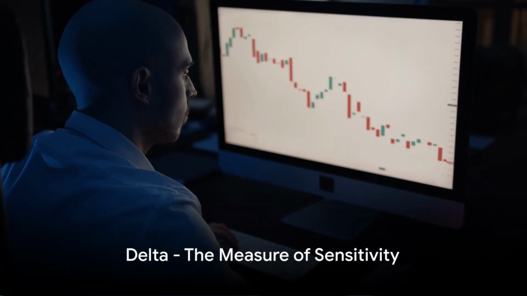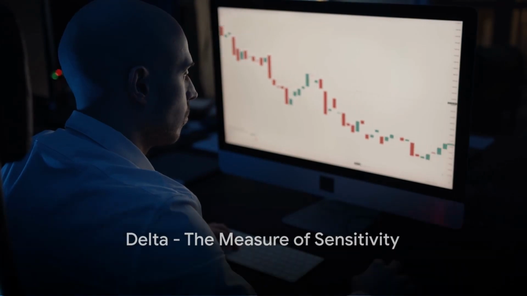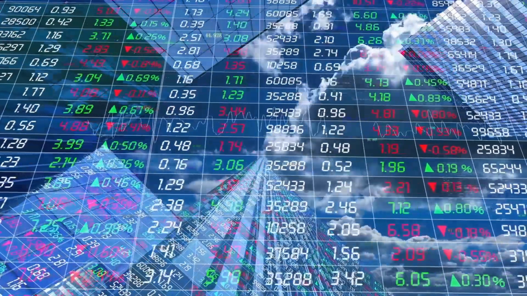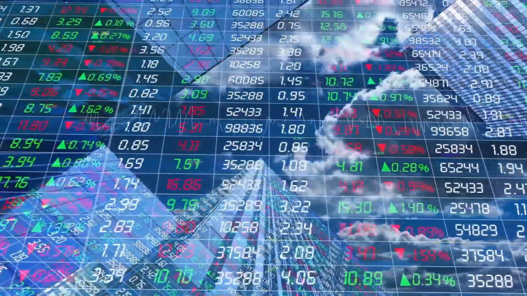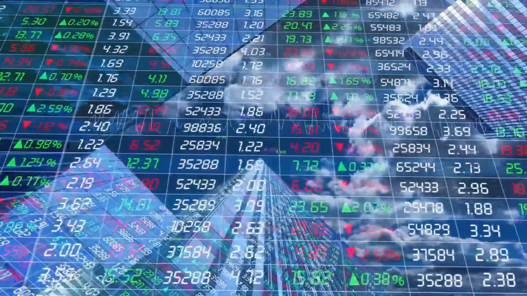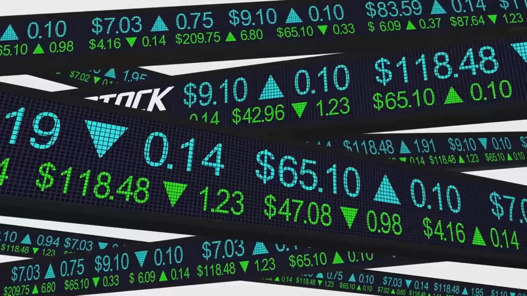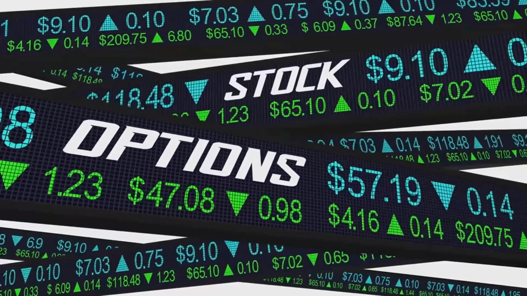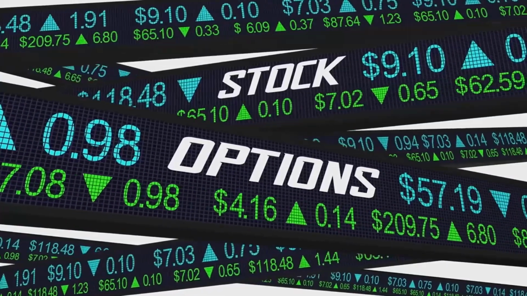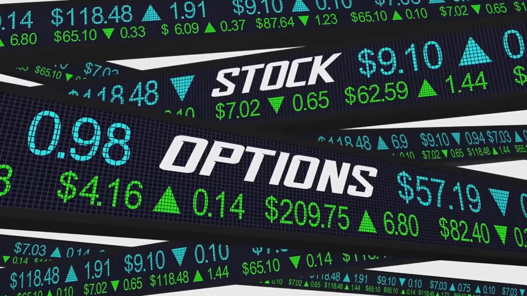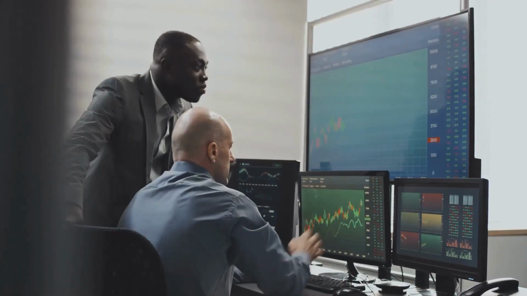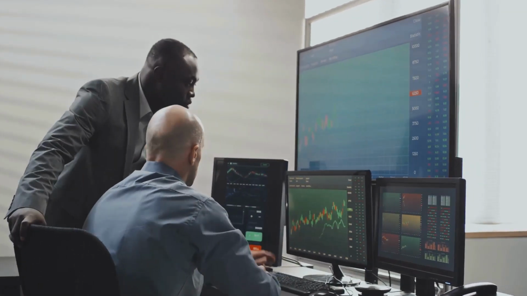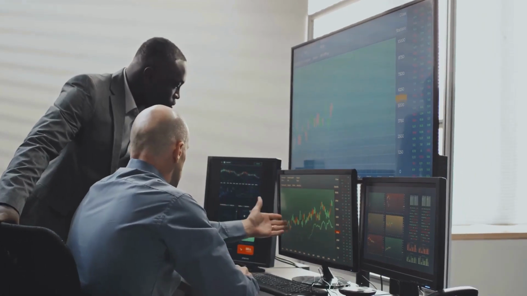First up, we have delta. Think of delta as a measure of sensitivity. It shows how much an option's price might change with a $1 movement in the underlying stock's price. If a call option has a delta of 0.5, for example, the option's price will rise by 50 cents for every dollar the stock price increases. Conversely, the price will drop by 50 cents for every dollar the stock price decreases.